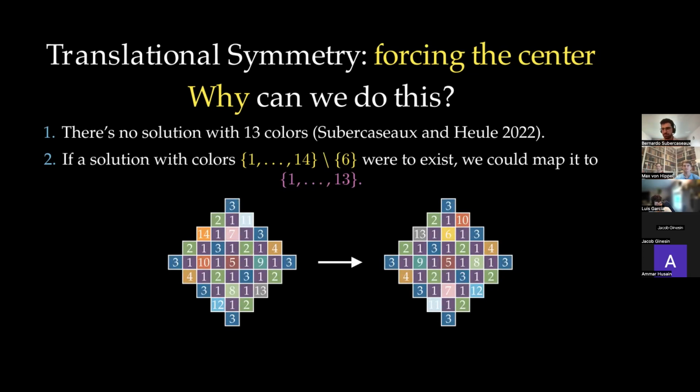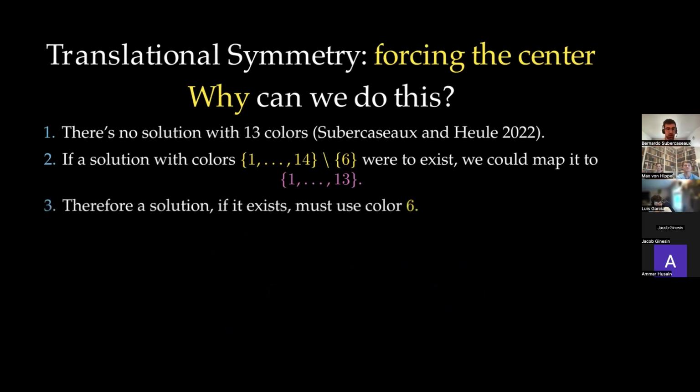Does that make sense? Awesome. So notice that the 1s, 2s, 3s, 4s, and 5s, I'm not changing from left to right because those are common to both. But everything that's from 6 and onwards, I'm shifting 1 down. So therefore, a solution, if it exists, must use color 6.